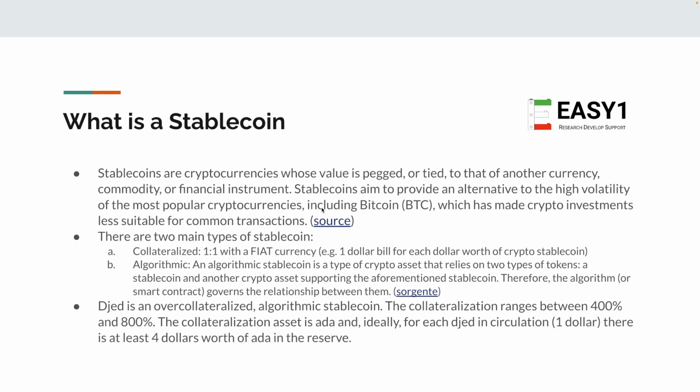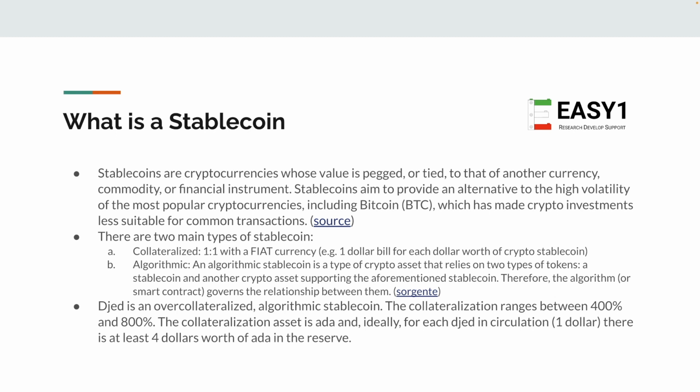I'm going to be sharing this presentation as well, so you can check the source where I took this definition from. There are two main types of stablecoin. Collateralized one-to-one with fiat currency, for example a $1 bill for each dollar worth of crypto stablecoin. This is going to be the case of USDA, which will be launched in the next few weeks or months by ERGO, but it's not the subject of today's conversation, because we want to talk about algorithmic, the second case. An algorithmic stablecoin is a type of crypto asset that relies on two types of tokens.